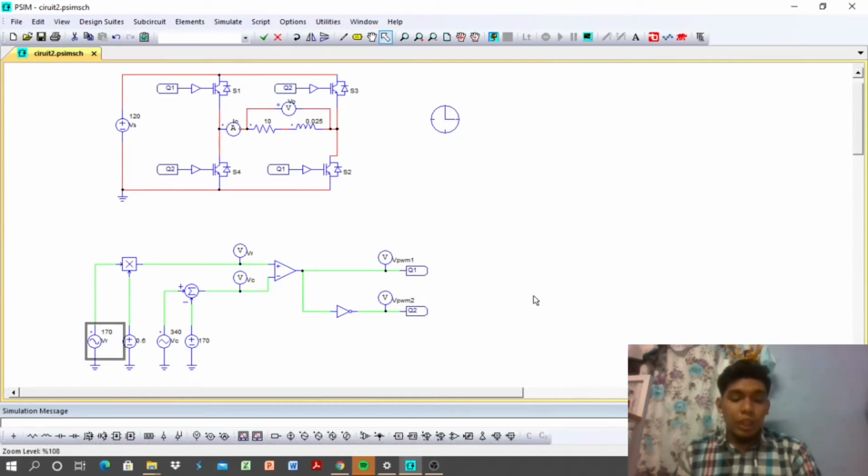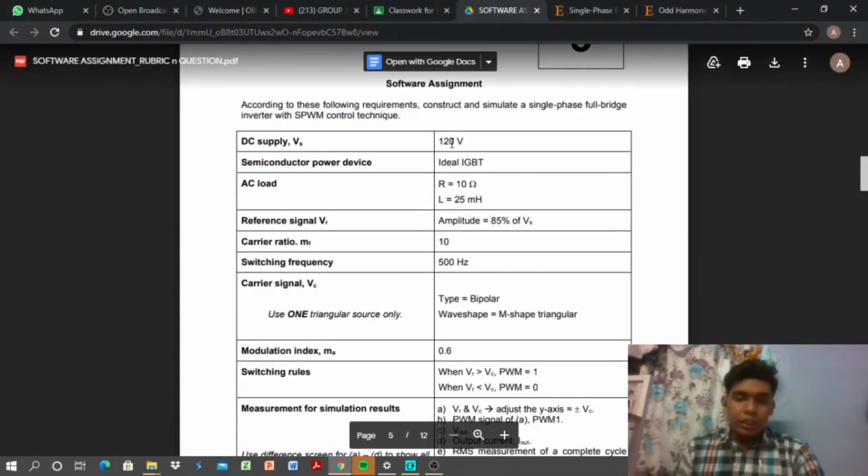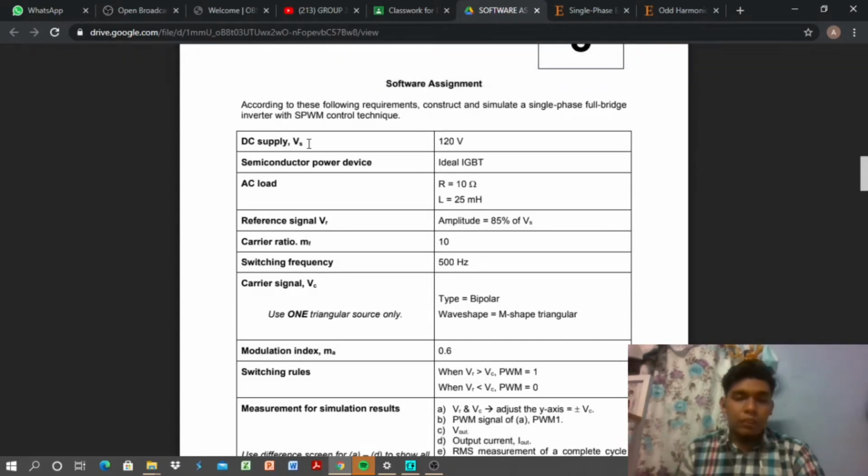We are from Group 8, and we want to discuss question 3. We are required to construct and simulate the single-phase full bridge inverter with SPWM control technique. In question 3, we are given Vs as 120 volt. The semiconductor power device used is an ideal IGBT, and we have to put in the single-phase circuit with resistive load and inductive load.